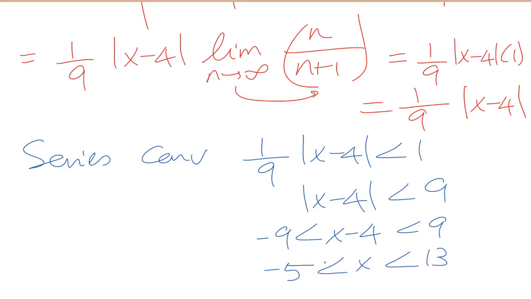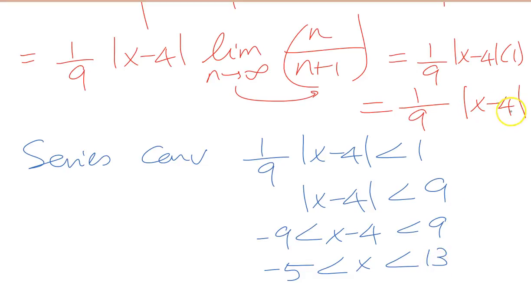So guys, what this tells you is the series converges for all values of x between negative 5 and 13. What about negative 5? Now, negative 5, when you plug in here, that's negative 9. Absolute value of that, 9 over 9, is 1. The ratio test is inconclusive.